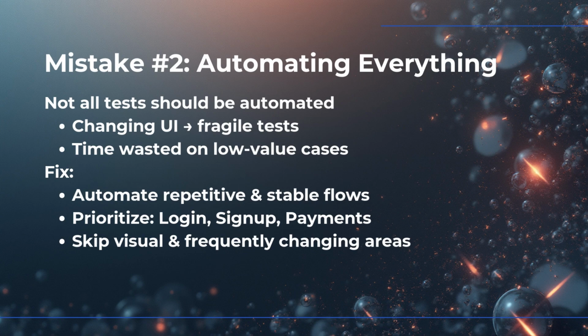So the fix is really simple. Automate what is stable, repetitive, high impact, and time consuming to test manually. But you should not automate UI alignments, visual tests, rapidly changing features. This is very important. You should not automate rapidly changing features. And you should not automate one-time test cases. Automation is always about reusability. So smart automation is better than more automation.